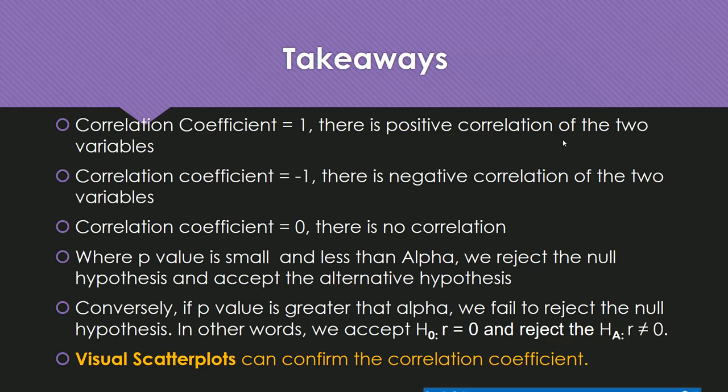Where p-value is small and less than alpha, we reject the null hypothesis and accept the alternative hypothesis. Conversely, if the p-value is greater than alpha, we fail to reject the null hypothesis. In other words, we accept the null hypothesis and reject the alternative hypothesis. You can also use visual scatter plots to confirm the correlation coefficient that you have calculated.